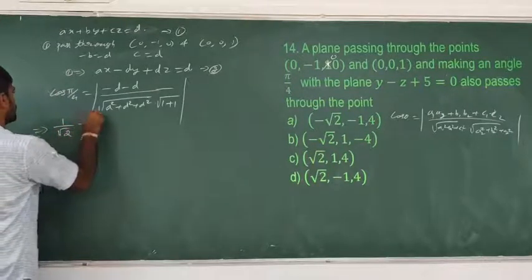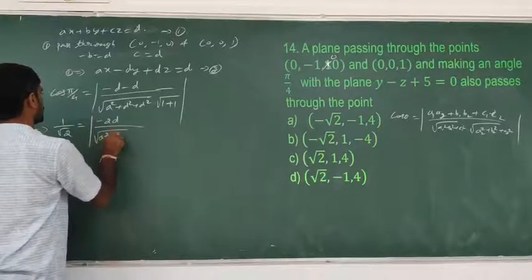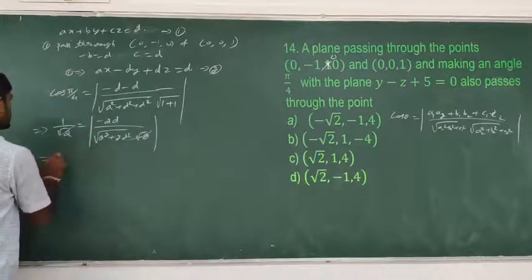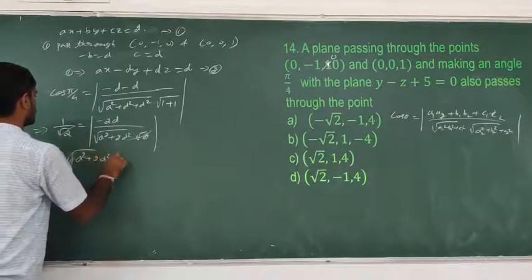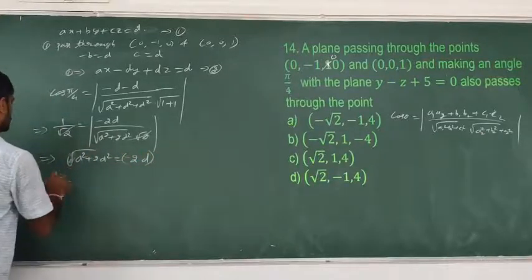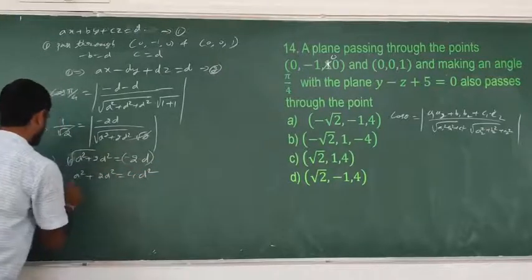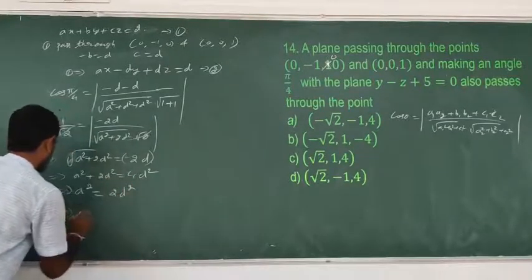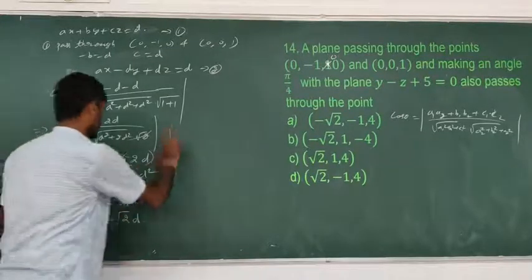Okay? So by using this, cos pi by 4 is nothing but 1 by root 2 is equal to minus 2d divided by square root of a square plus 2d square into square root of 2. Root 2 cancels, so this implies that 2d square root of a square plus 2d square is equal to 2d. Okay, then squaring on both sides, a square plus 2d square is equal to 4d square. So a square is equal to 4d square minus 2d square, which is 2d square. Then a is equal to plus or minus root 2 into d.